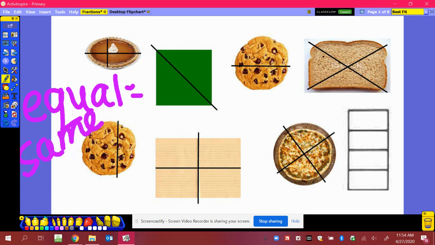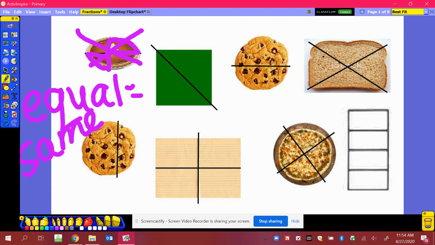So let's look at this pie right here. If you look at one slice of the pie, you have a really tiny slice over here, and then you have a much bigger slice across from it. Those pieces are not the same. They are not equal parts.